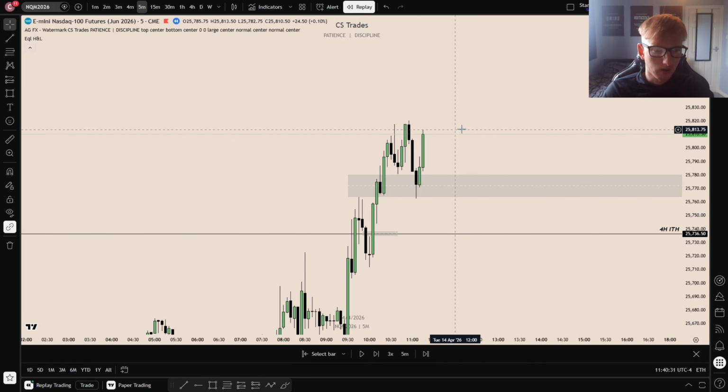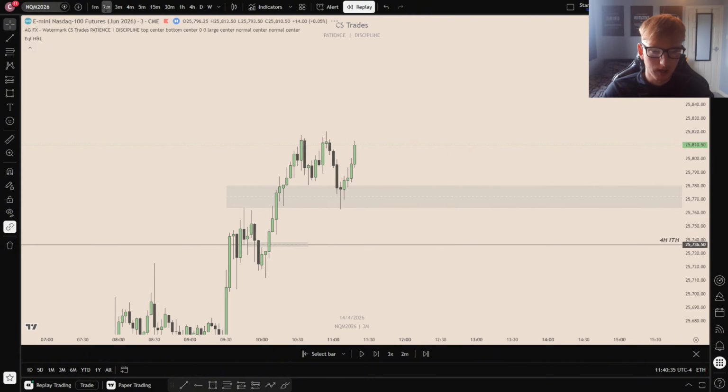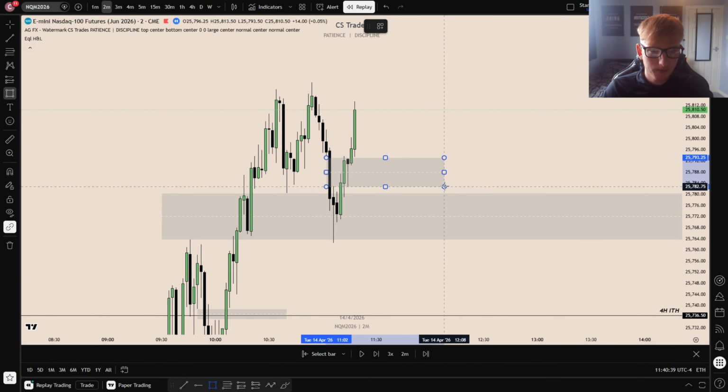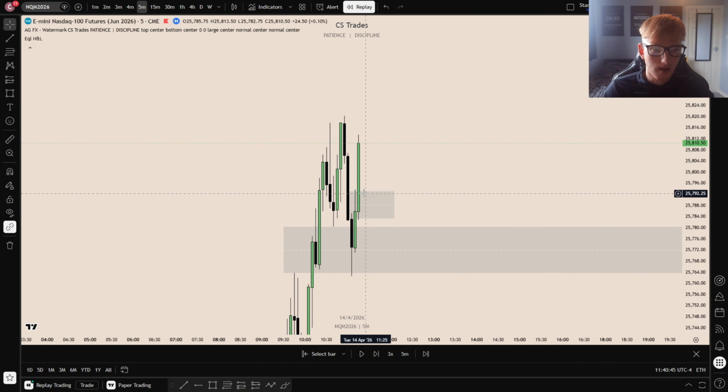Now, you could have took this on any time frame, really. The draw on liquidity is clearly higher. We're clearly bullish on the day. So you could have took this on the 2-minute, which inversed a bit earlier. You could have took this on the 1-minute there as well. Or you could have waited for the 5. But either way, this was super, super clean.